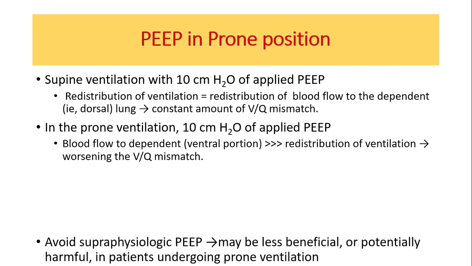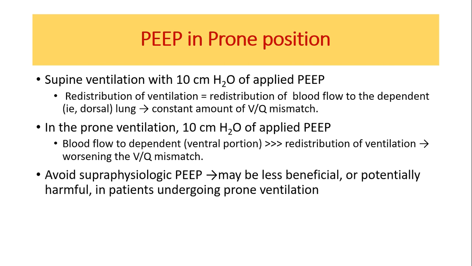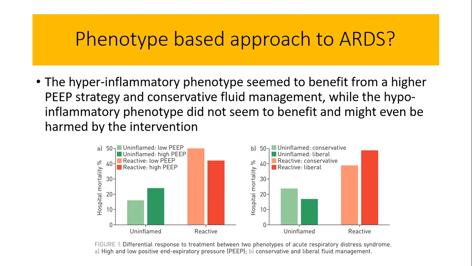So avoid supraphysiological PEEP; it may be less beneficial, potentially harmful in patients in prone position. Giving a prone patient 20 PEEP, no, really not. Especially when at the same time you are trying to dehydrate the patient, get extra fluid out. Your volume contracting, these capillaries are going to immediately go into zone 1 as soon as possible. So let's not do that.